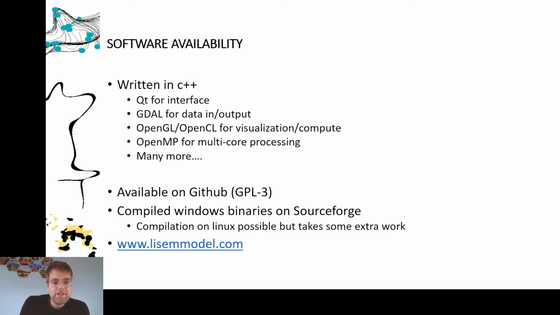Now, the software is written in C++. We use some libraries, of course: Qt for the interface, GDAL for data input and output, OpenGL and OpenCL for visualization and compute using the GPU, OpenMP for multi-core processing, and many other dependencies that I won't go into detail about now. All the code is available on GitHub with the license GPL3, and we provide compiled Windows binaries on SourceForge as well. Compilation on Linux is possible, but does take some extra work. For more information, of course, please also visit the website www.lisemmodel.com.